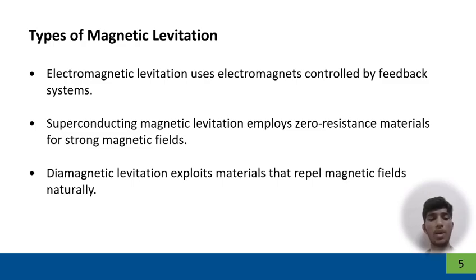There are mainly three types of magnetic levitation. Electromagnetic levitation (EML) uses electromagnets controlled by sensors. Superconducting magnetic levitation uses superconductors to create very strong repulsion. Diamagnetic levitation uses materials that naturally repel magnetic fields. Each type has its own advantages and applications.